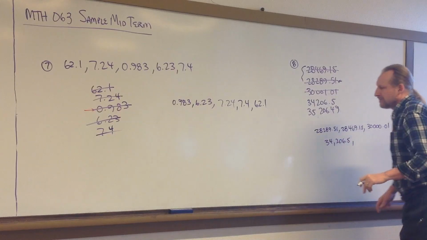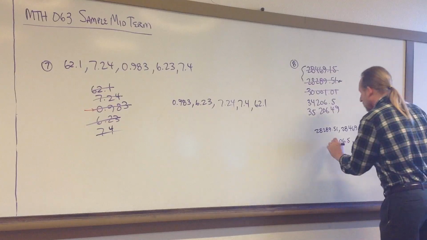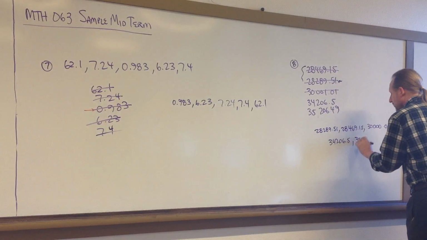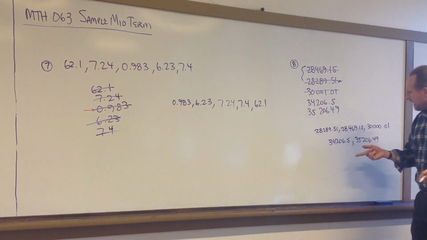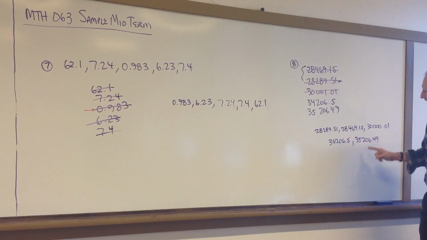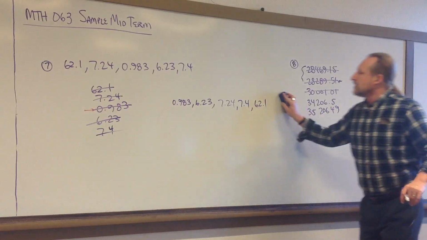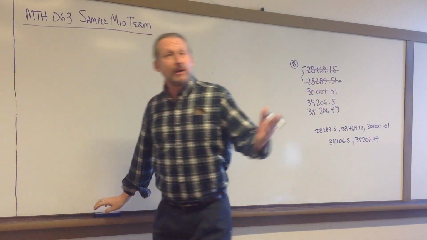34,206.5, and I guess it's kind of confusing to put the commas between the numbers and then also within the number, so I'll just do that. And then 35,206.49. Yeah, when I was writing these down, it looked like they were close together because of that 206.5 and 206.49, but they differ in the thousands place, so they're actually not that close together. All right, so that's ordering decimals, and that's all about place value.